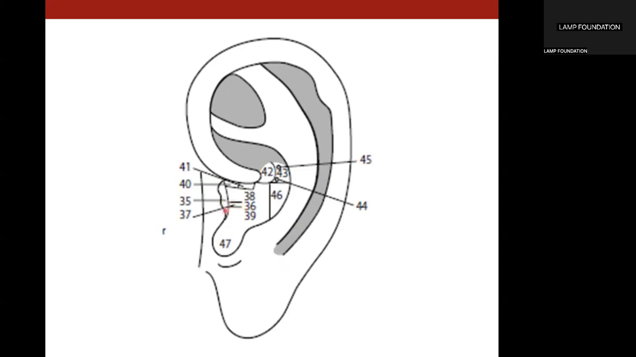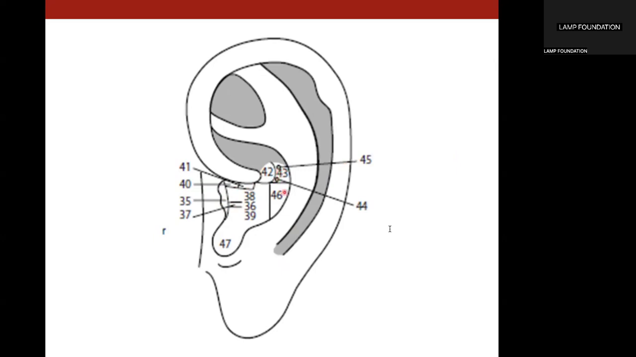37 is trachea. 38 upper lung. 39 lower lung. 40 is esophagus. And this one is the cardiac sphincter, 41. So 42 would be the stomach. It's a round area here. 43 would be the liver. 44 is hepatitis point. 45 is relaxed muscle point.